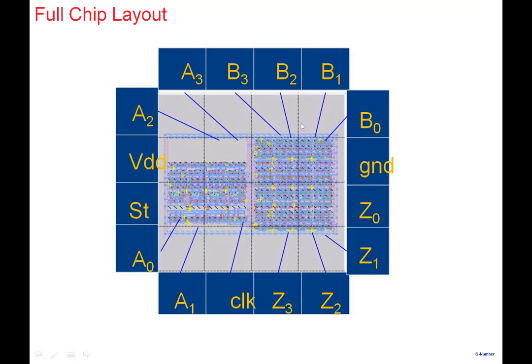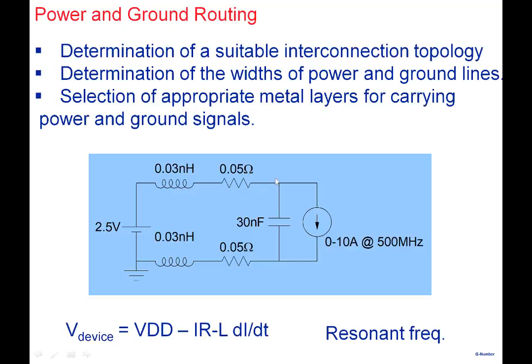Right, so I've taken you in a very simple manner through how you do a floor planning process, how you craft the individual cells and assemble them, and then finally how you create a full chip layout like this here. All right.